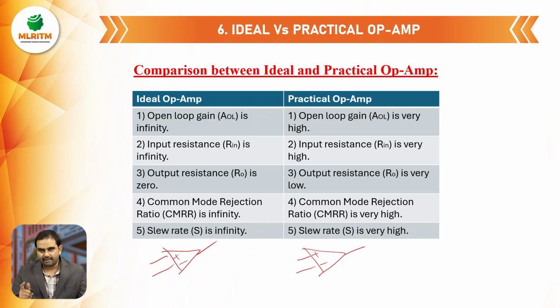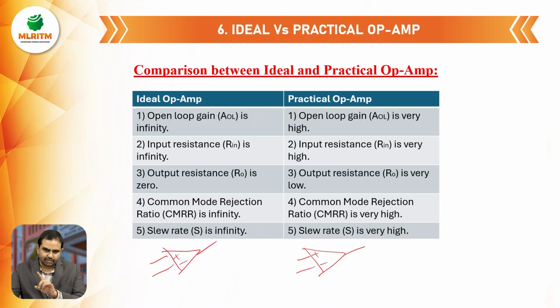But the main important parameters we have to know. So if we observe the first point, that is open loop gain. The open loop gain value is infinite for ideal op-amp. Actually, infinite or 0, these two numbers we can use for ideal devices, not for practical. Infinite is practically not possible. Remember, 0 is also not possible.